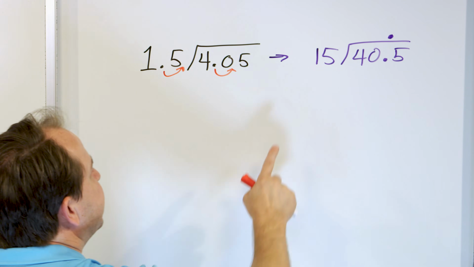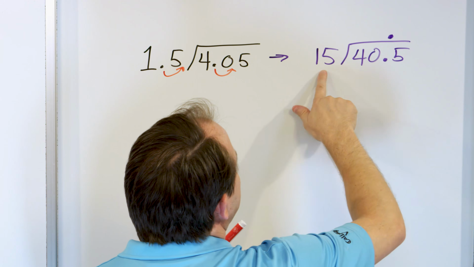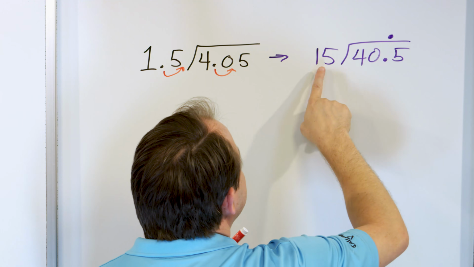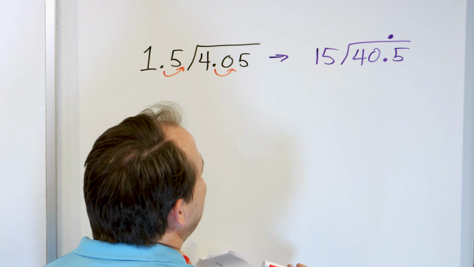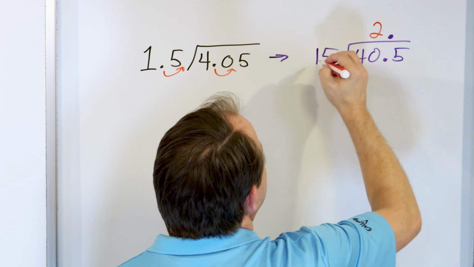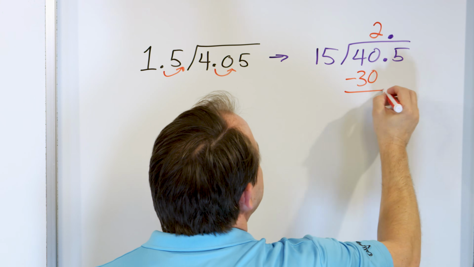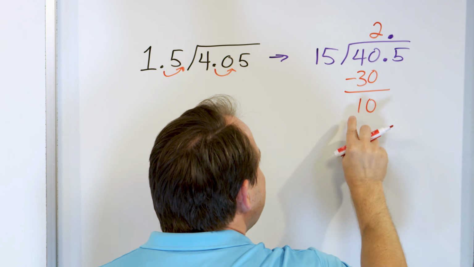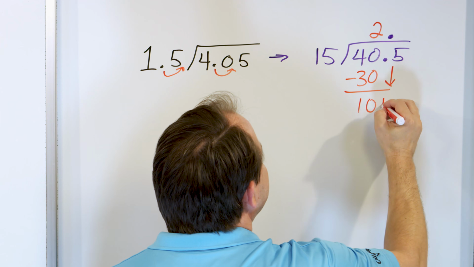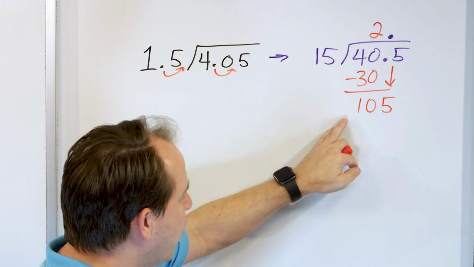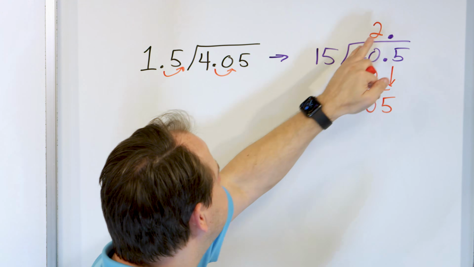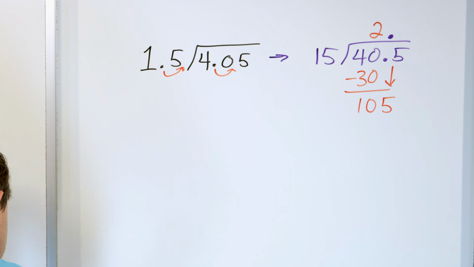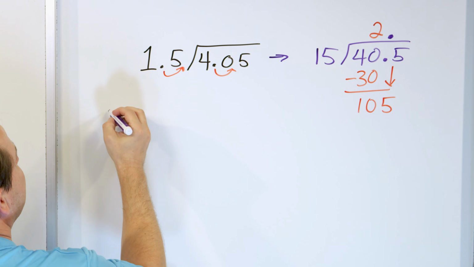Now, 15 times something is 40. 15 times 2 is 30. And 15 times 3 is actually 45. That's too much. So it has to be times 2, which is 30. And then 40 minus 30 is 10. And after we subtract, we grab the next digit, which is now giving me a 105 down here. Now, 15 times something is 105. I'm not totally sure. I want to get as close as I can without going over.